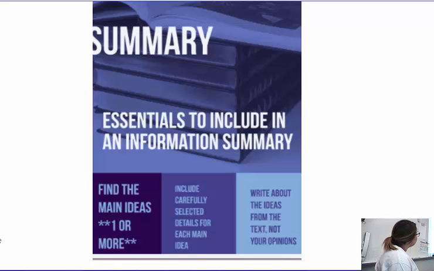In order to give an effective summary or a retelling of what you read, you need to find the main ideas. You can see that down here. It could be one main idea, it could be more main ideas. I'm going to show you in this book, we actually have 2 main ideas. You need to have carefully selected details for each main idea. So I need to be picking out the pieces of evidence that support my main idea.